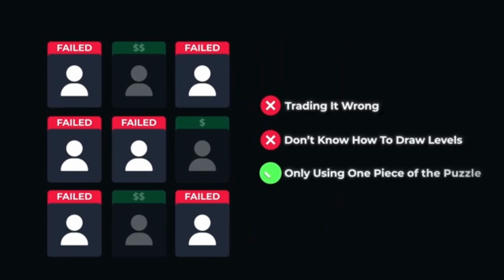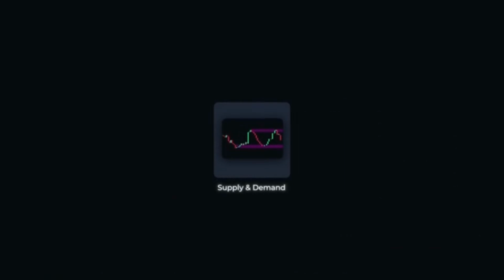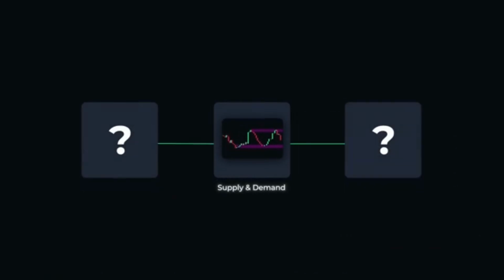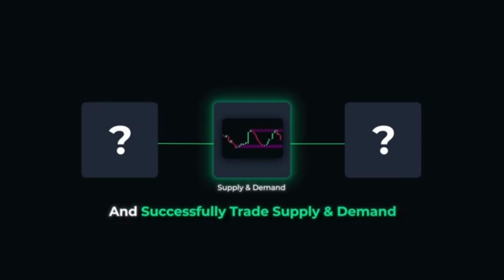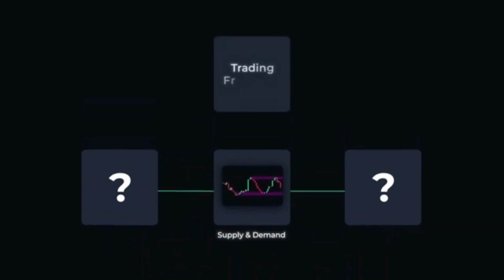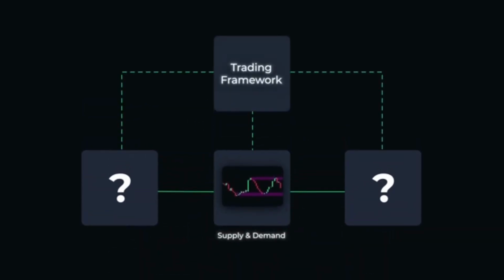It's because they're only using one piece of the puzzle. In reality, supply and demand is just one part of a complete trading system. If you want to become a profitable trader and successfully trade supply and demand, you need to apply the rest of the framework that makes these levels actually work.